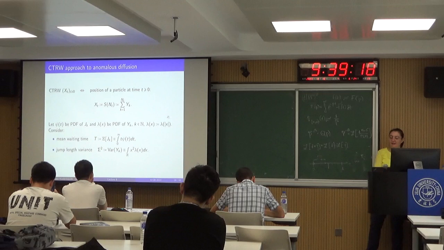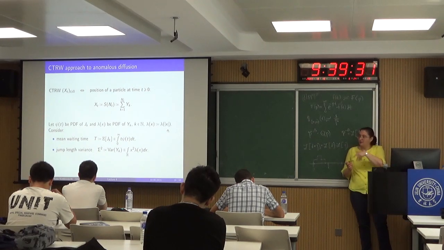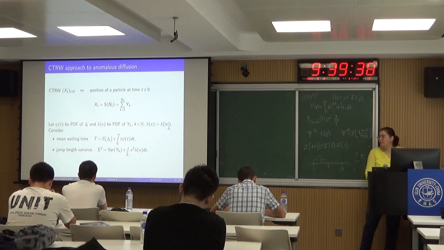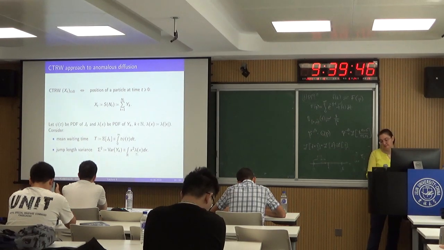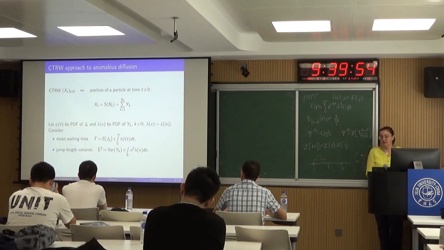So here everything happens in R^d, I have forgotten to tell you. So we have more possibilities to jump, but we take a distribution which is symmetric with respect to 0. So my probability density function only depends on radius, so distance from the 0. Okay, so consider mean waiting time and consider jump length variance. So these are two features of the system.